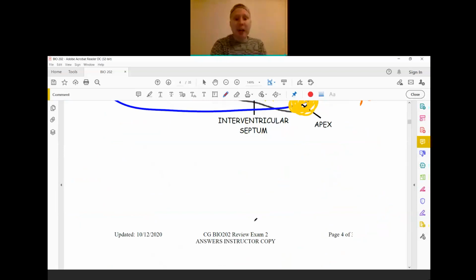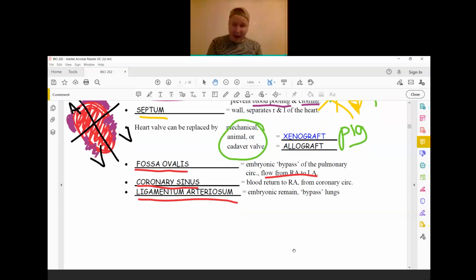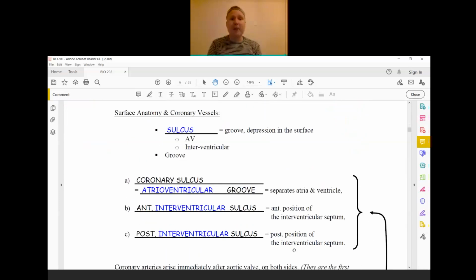And ligamentum arteriosum is another embryonic remain bypassing the lungs, coming from the pulmonary arch or pulmonary trunk, and bringing the blood directly from there back to the heart. So it doesn't do that loop to the lungs. A little bit of surface anatomy, what you need to know.